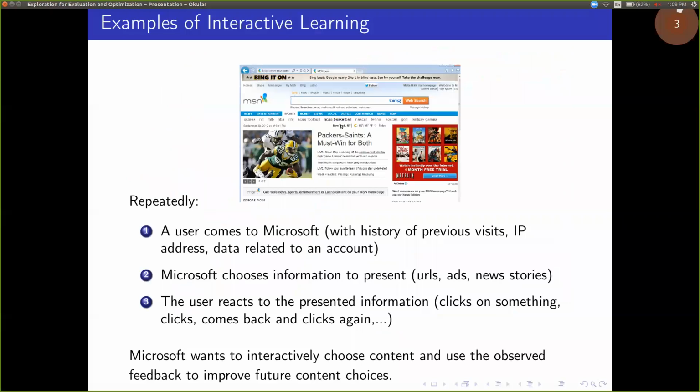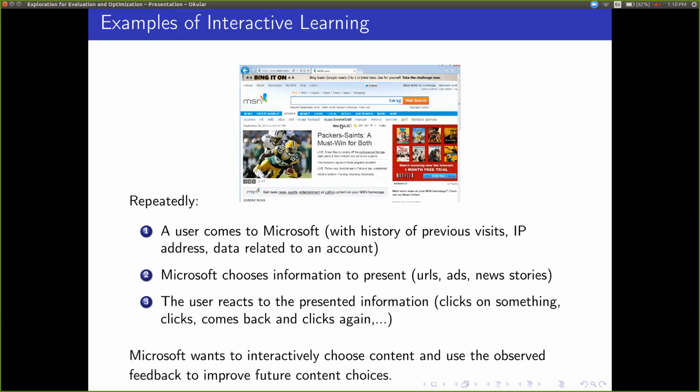Okay, so let me give you some examples of the kinds of problems that I'm thinking about. One example is, say, news recommendation. So maybe a user comes to Microsoft, they have some history, Microsoft chooses to present some news story to them, and then the user is going to react to that. Maybe they click, maybe they don't click, maybe they click and then they come back immediately. There's many different possibilities. Okay, and now your goal is to optimize step 2. How do you choose what to present to a user so that they're most interested in it?